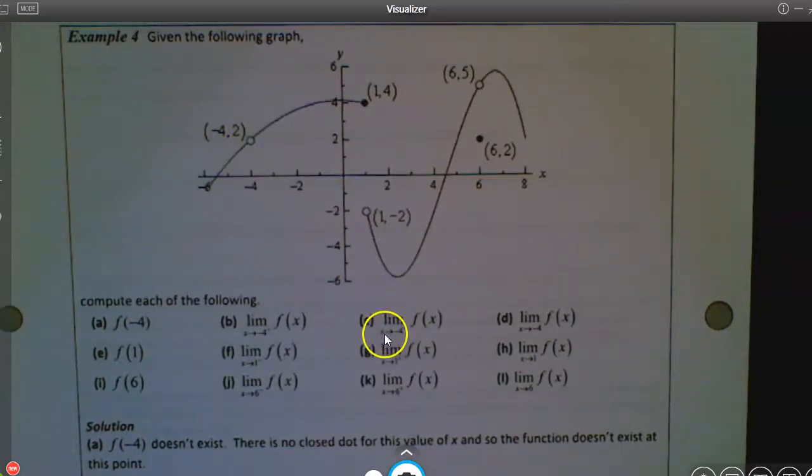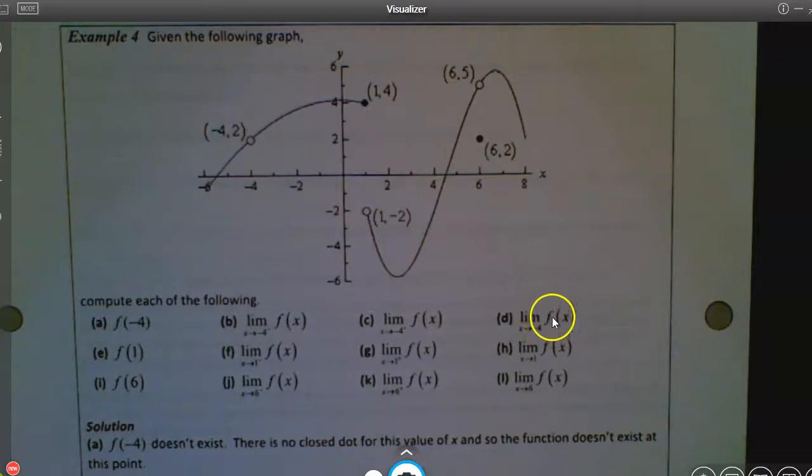Let's go to the next one. What about as x approaches -4 from the right? That's a little plus sign on there. As I approach -4 from the right, I am also approaching a value of 2. So our limit on that one would be 2 as well. For -4, the limit would be 2, whether it's from the left or from the right.